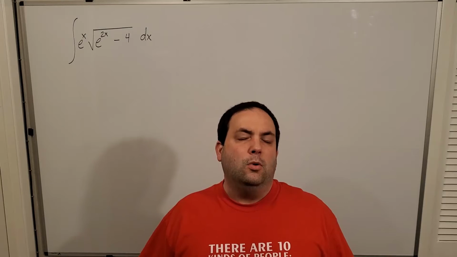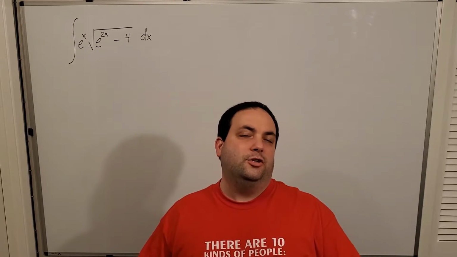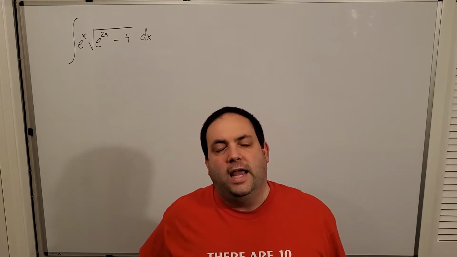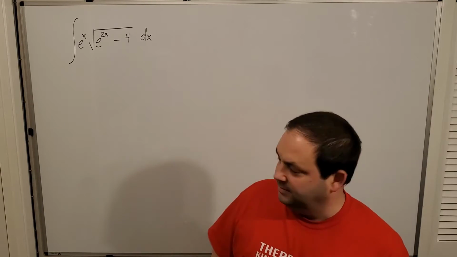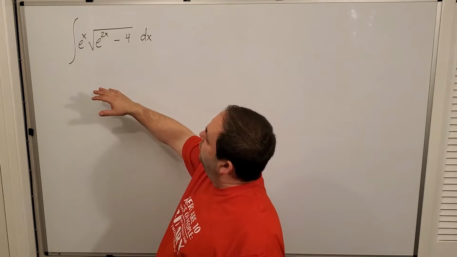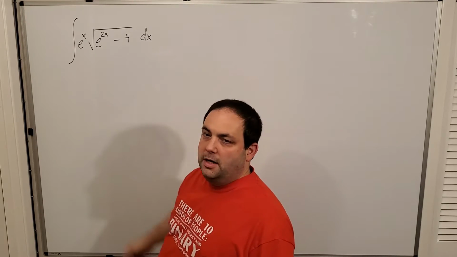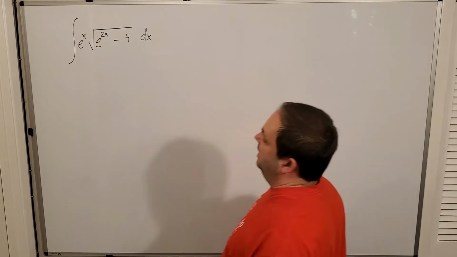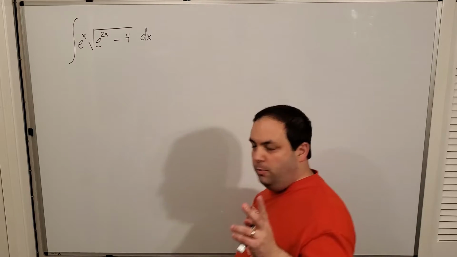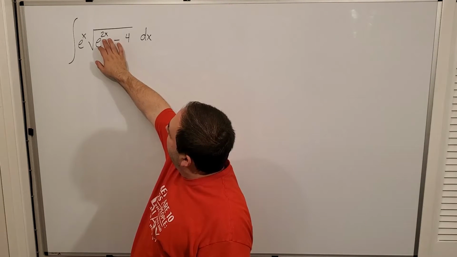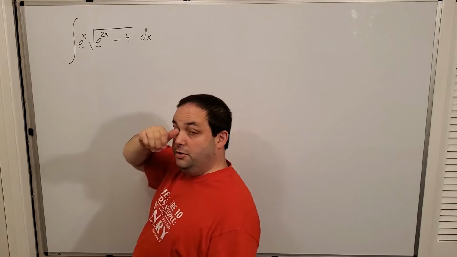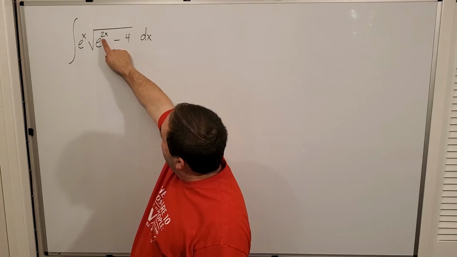Here's an example with a beginning u-substitution that leads into a trigonometric substitution. So I have the integral of e^x times the square root of e^(2x) minus 4 dx. And I'm noticing the binomial pattern here, where I have something squared, and 4 is also 2 squared. And I see the squared.